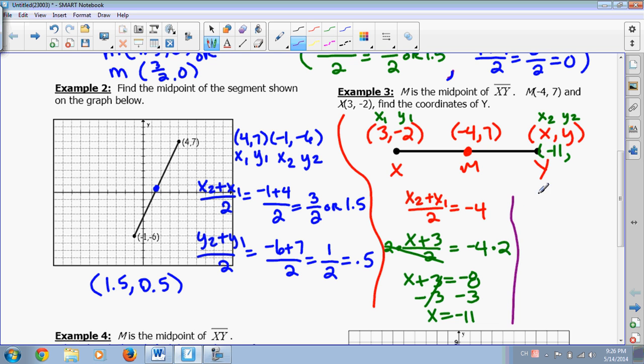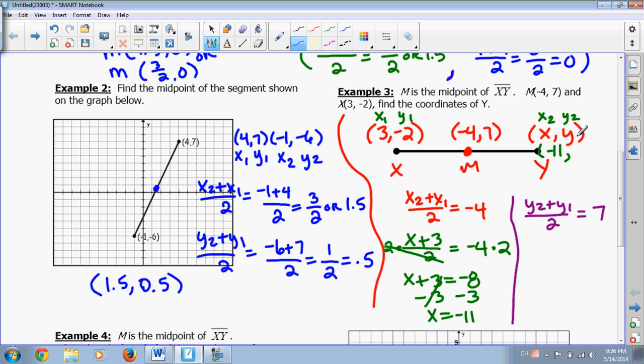So we need to set up our equation. y2 plus y1 divided by 2 is going to equal our midpoint y. Well, we already know what our midpoint y is. It gave it to us. It's 7.